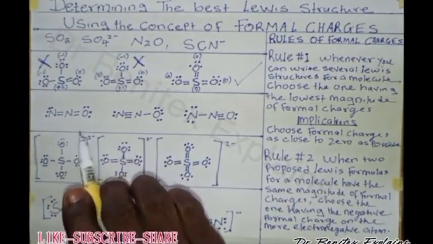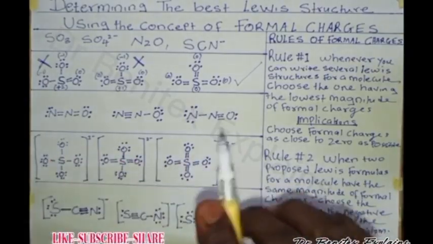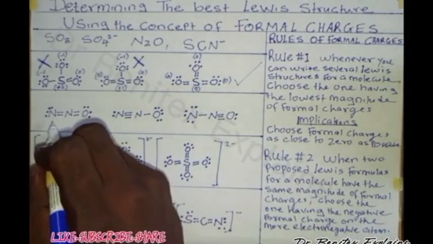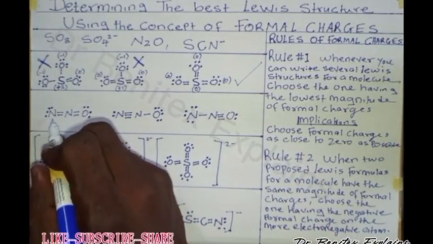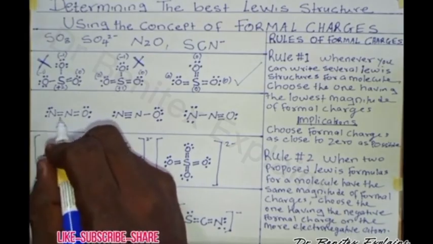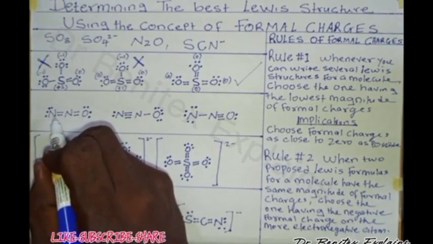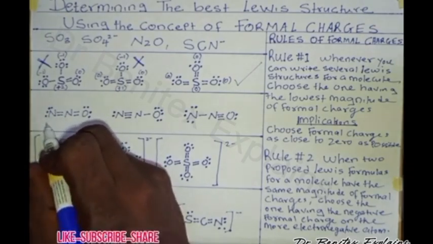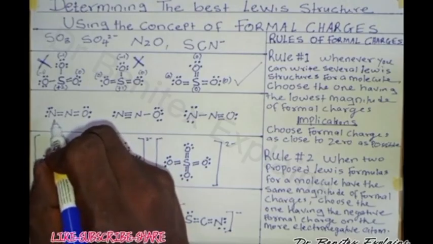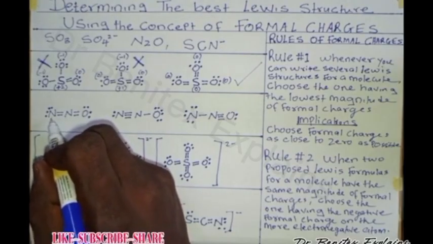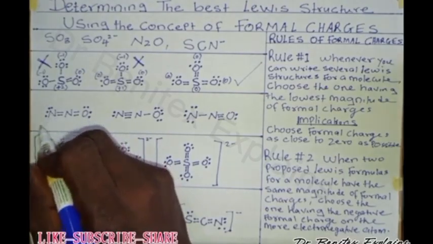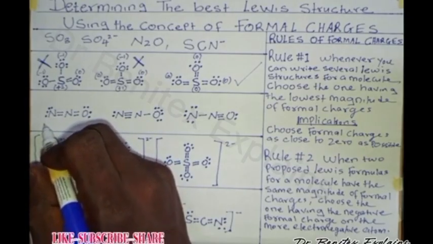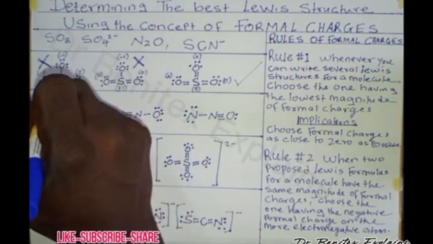N₂O. So looking at all these structures, let's find the formal charges for each of the atoms here, starting from nitrogen. Nitrogen is in group 5. So I have 5 minus, okay, how many bonds are there around nitrogen? I have 2 for this nitrogen here. So I have 5 minus 2, which is equal to 3, minus how many dots are here? 1, 2, 3, 4. So 3 minus 4 is equal to -1. So the formal charge here is -1.